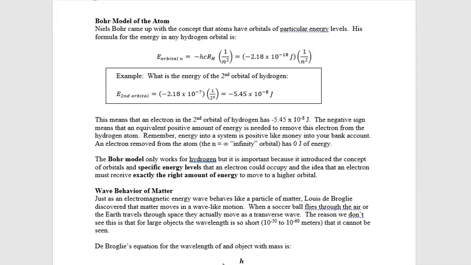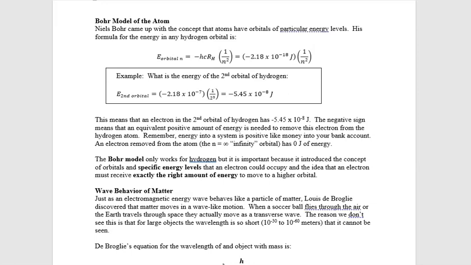It's just a bunch of constants multiplied together: Planck's constant times the speed of light times the Rydberg constant. If you multiply those together, you end up with negative 2.18 times 10 to the negative 18 joules. Then you multiply that by 1 over whatever the orbital number is. If it's the third orbital, you put 1 over 3 squared. If it's the fifth orbital, you want to know how much energy is in an electron in that orbital. That's all this equation is telling you, very simply. All right, so here's an example.